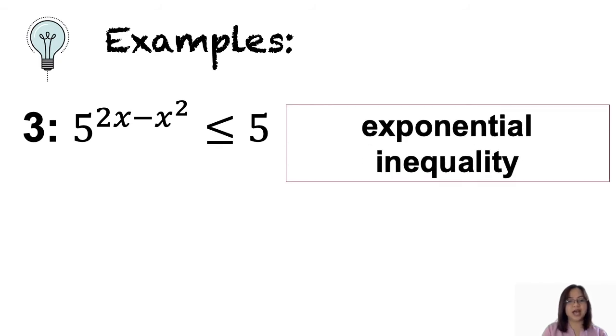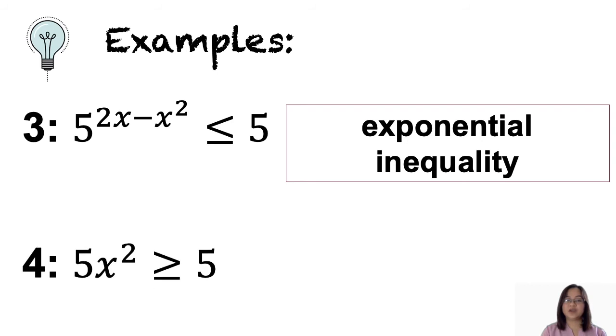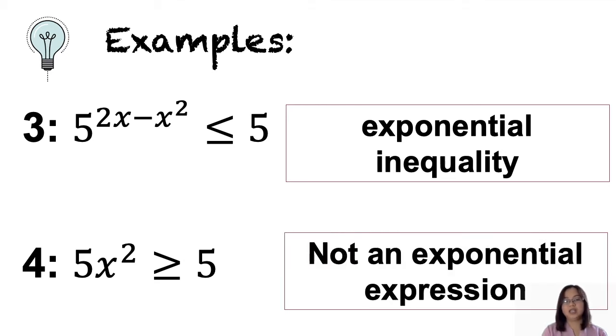And the last one, let's have 5x squared greater than or equal to 5. Yes, it is an inequality because of the symbol greater than or equal to. But is it an exponential inequality? Take a look at the exponent. The exponent is constant and your base is x. Therefore, this is not an exponential expression. It can never be an exponential inequality nor an exponential expression. Okay, let's have more examples.